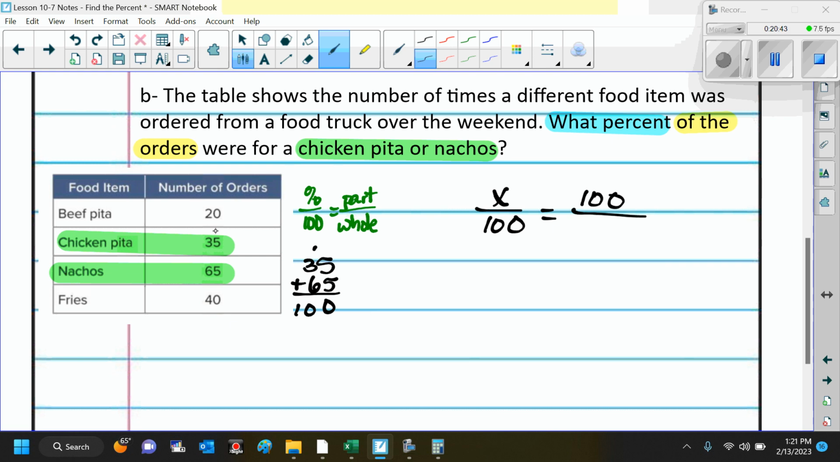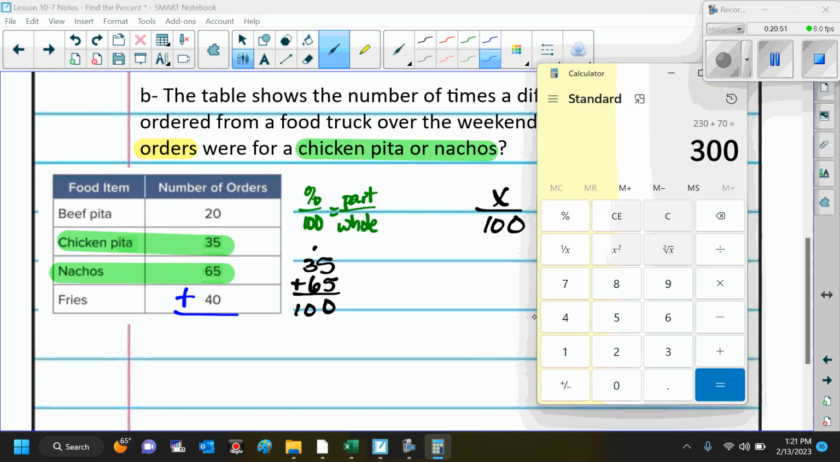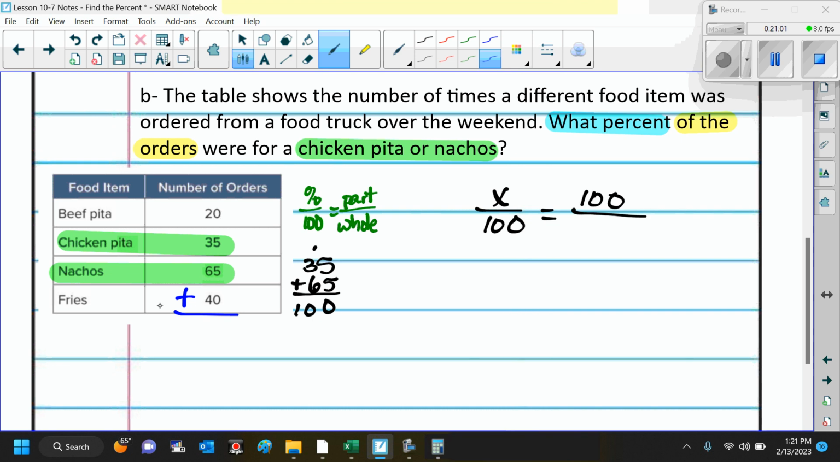And then for the whole thing, we just add up the whole list. So we've got that 100 plus 20 plus 40, that's 60. So that's going to give us 160. So this here is 160. So it's 160 orders. And that goes in the denominator. So that's 160.